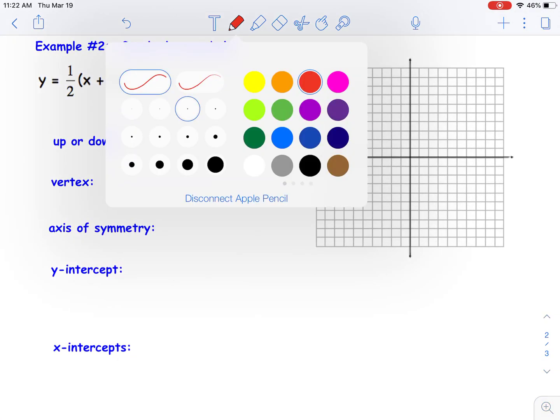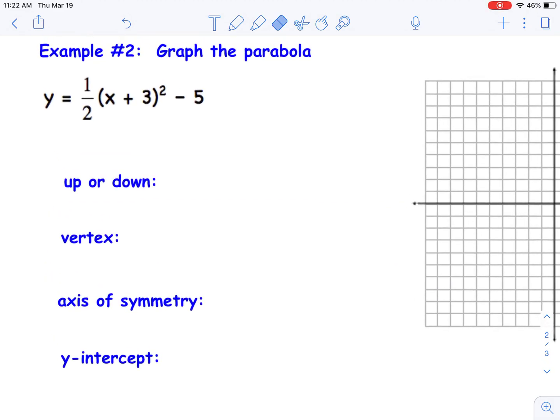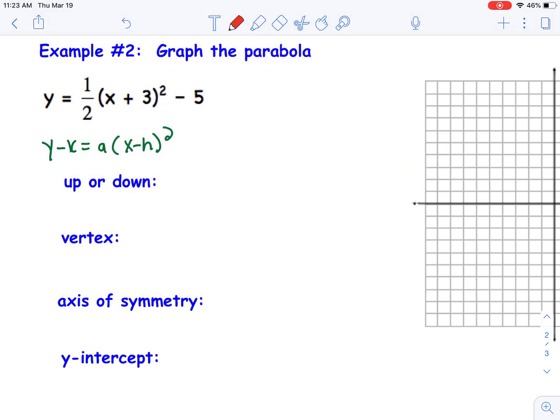So I'm going to rewrite this so that I'm in the form y minus k equals... actually, let me say that again. We want to be in vertex form, which is y minus k equals a times (x minus h) squared. So we need to move the 5 over to the other side, so I'm going to add 5 to both sides. So I'm in this form here.